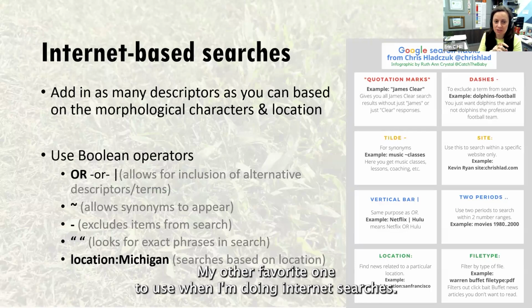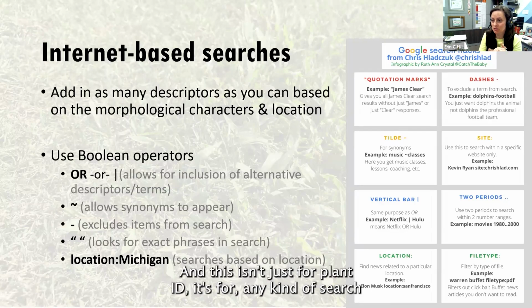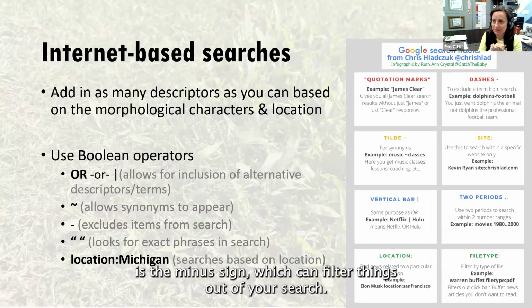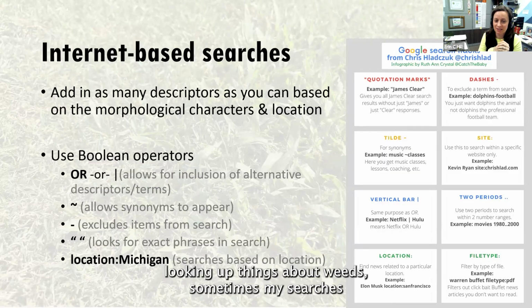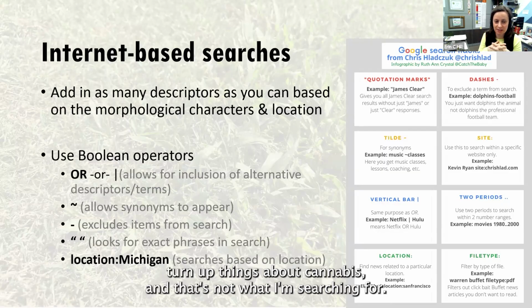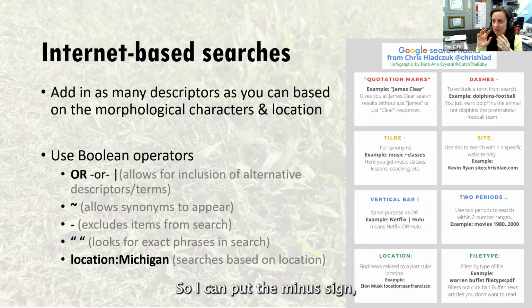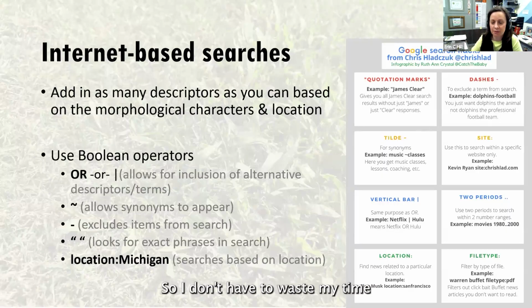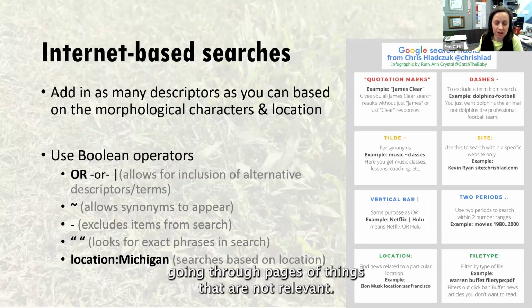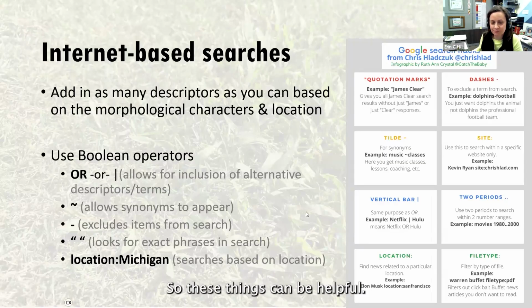My other favorite one to use when I'm doing internet searches, and this isn't just for plant ID, it's for any kind of search, is the minus sign, which can filter things out of your search. As a weed scientist, looking up things about weeds, sometimes my searches turn up things about cannabis, and that's not what I'm searching for. So I can put the minus sign with cannabis and it will filter out all of that stuff. I don't have to waste my time going through pages of things that are not relevant. So, these things can be helpful.